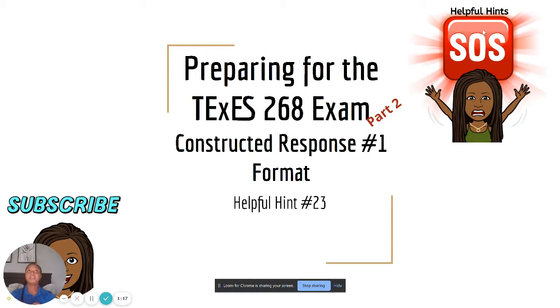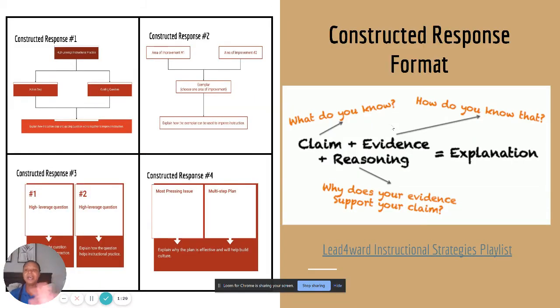And hopefully, by me focusing on just that one this time, it'll make the video fairly short. I want to make them bite-sized. We got stuff to do in life. Okay, so let's do it. Remember I said I looked at the questions and created my own little graphic organizers for it. So this is what I use for my constructive response number 1.